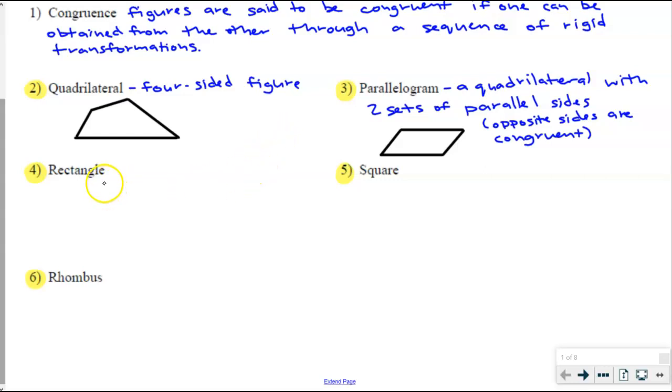Are all rectangles still parallelograms? Are opposite sides parallel? Yes, but is that enough to make it a rectangle? Again, here's a great picture. Is this a rectangle? No. So we've got to go further.